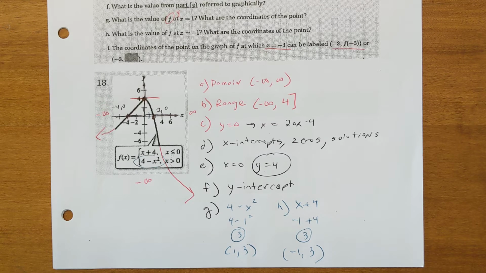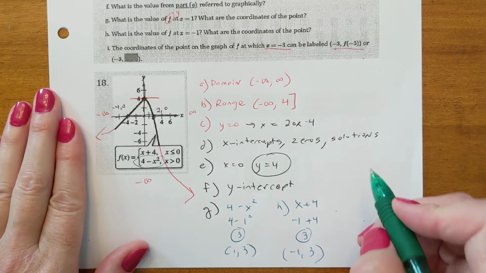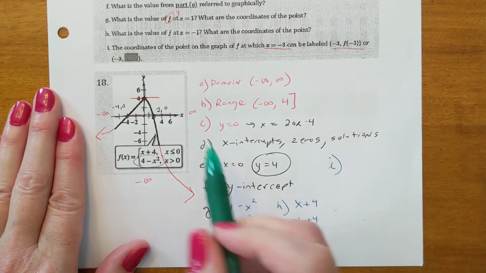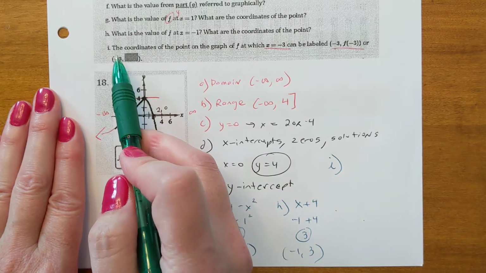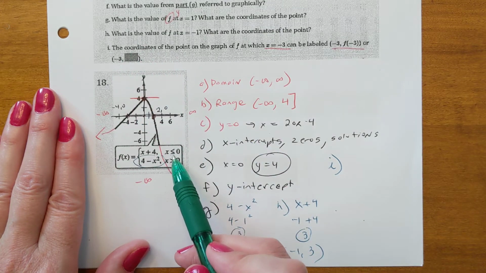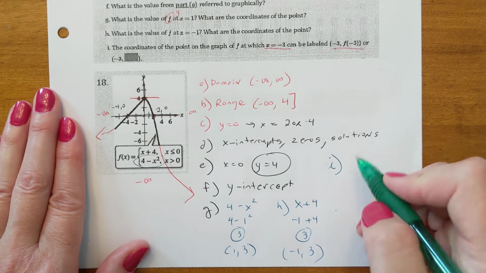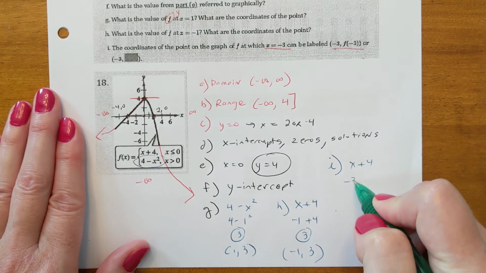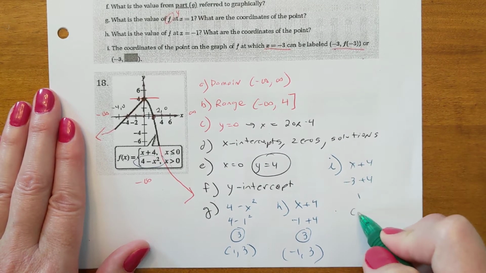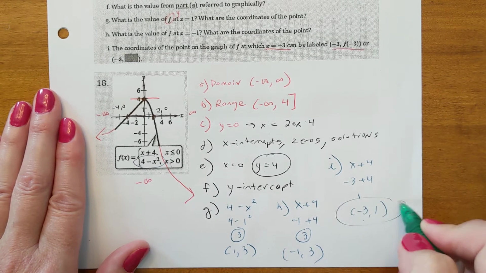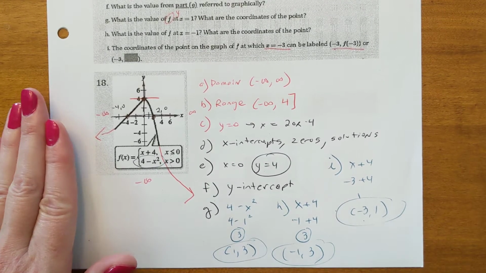Okay, and then on, let's see, that was H. So now we're on I. Number I wants to know, what about when x is -3? Well, when x is -3, again, that's less than 0. So put the -3 into x plus 4, and you get a +1. So you get -3, 1. All right.